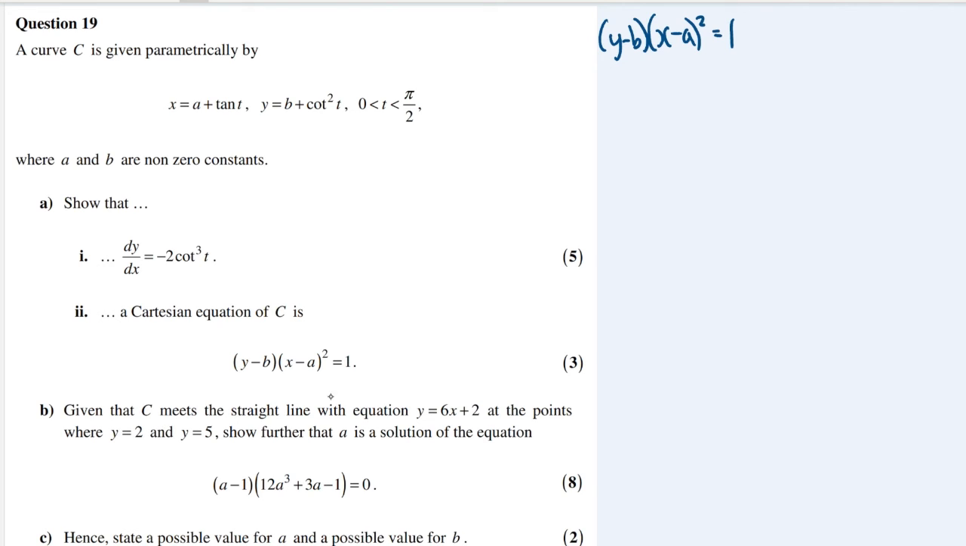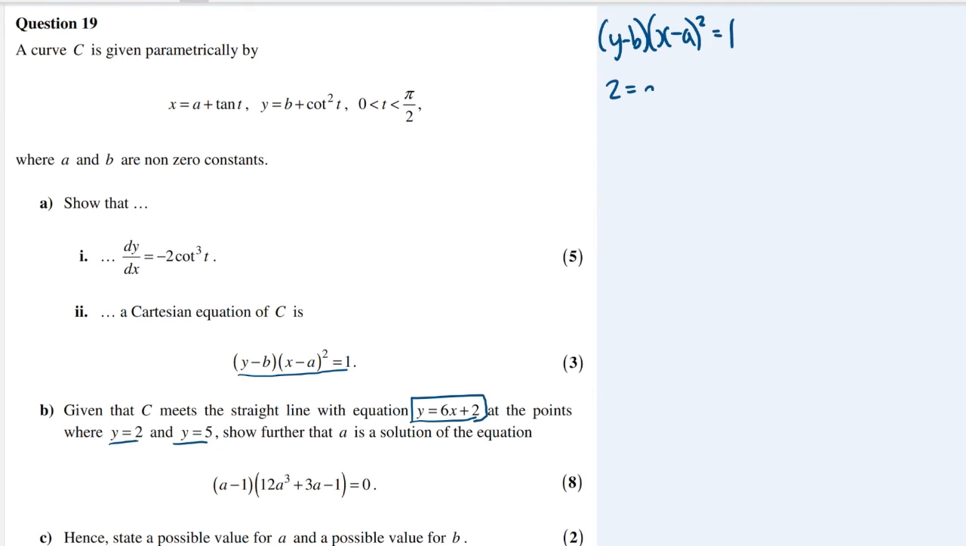So this is me coming back to the question at the end of the exam, and I can see that you've got a straight line which meets the curve, and it has the points y equals 2 and y equals 5 where it meets. So if I know the y coordinates of the intersections, then I know that they must satisfy the line, so I can work out the x coordinates. So that's what I'm going to do first.